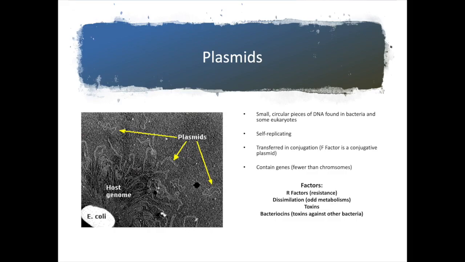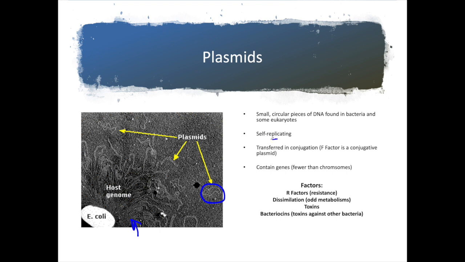Remember plasmids. Plasmids are those small circular pieces of DNA found in bacteria. There are eukaryotic organisms that have them, but we're concerned mostly about microorganisms. Over here on the left, these are plasmids, right? So we can see how small these plasmids are in comparison to the actual chromosome of the E. coli cell itself.